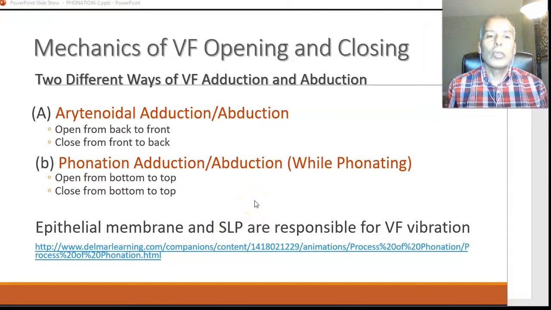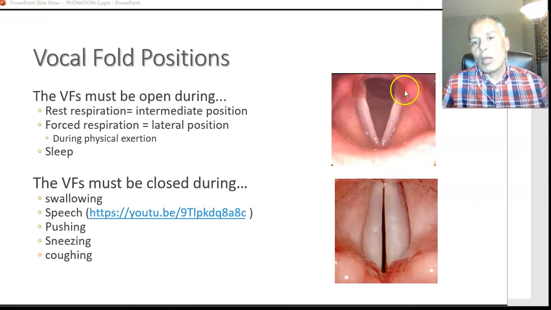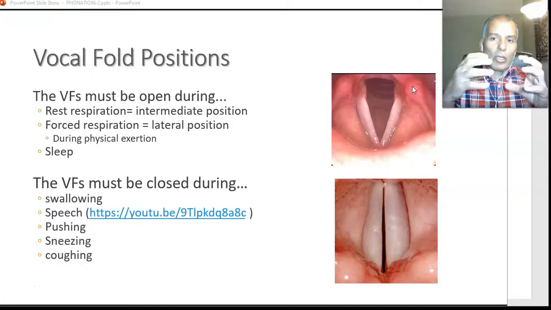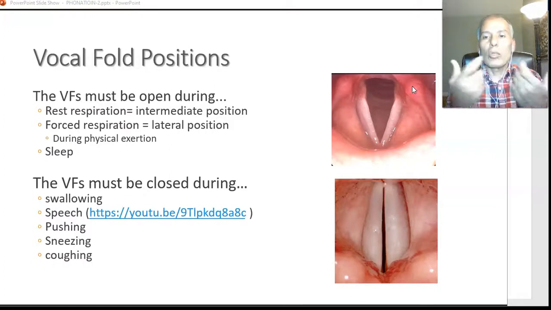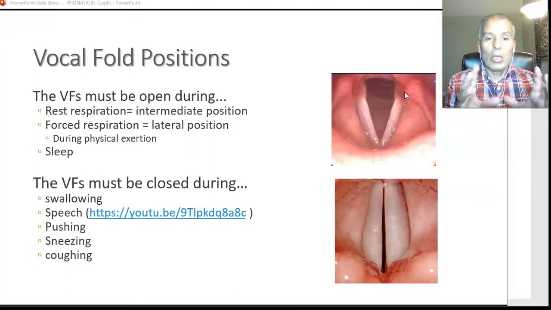So there are two different kinds in which the vocal folds adduct and abduct. The first one is, see, they are abducted now. All this happens with the arytenoids. So the arytenoids now are swung open. And when the intrinsic muscles of phonation contract, they swing the arytenoids to the midline, they bring the vocal folds to the midline. So we call this arytenoidal adduction, because I want you not to confuse adduction and abduction for vibration, during speaking.